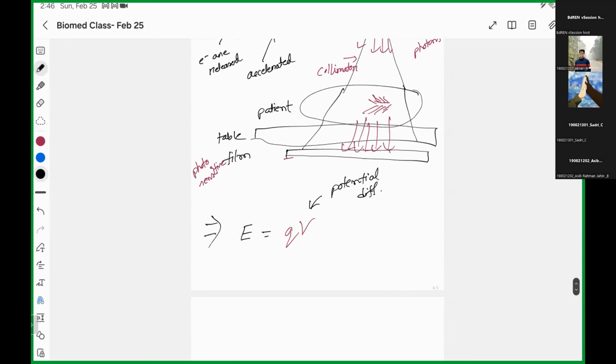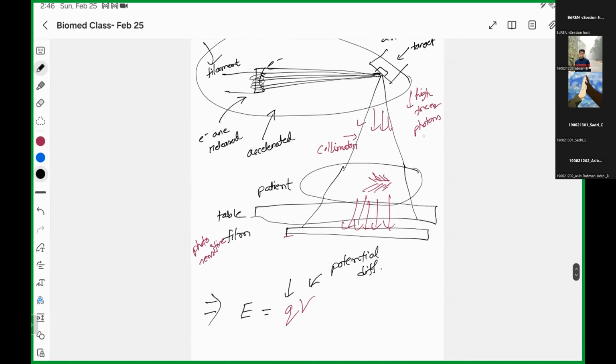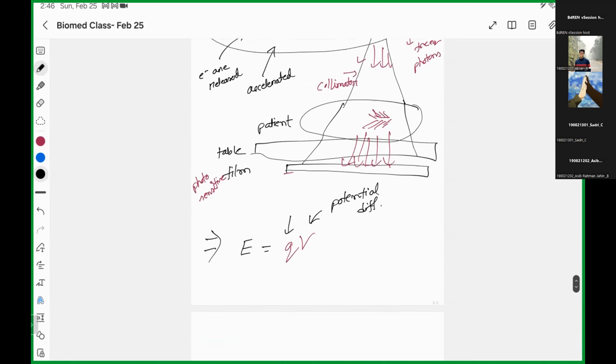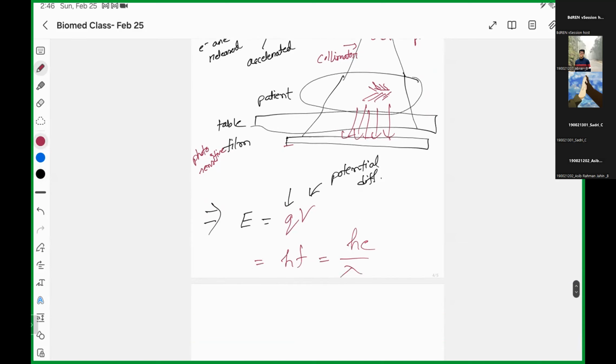So you see, this is fixed, this is constant, the electron charge is constant. So the larger the potential you have, the more energy you will have in the photons. This is also equal to hf, or equal to hc divided by lambda. So the larger the energy that you get from this portion, this is the generation side and this is the output side, the larger the energy you can get from here. h is your Planck's constant, and lambda is your wavelength.